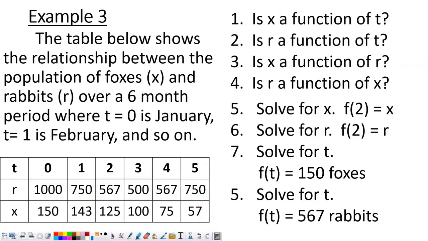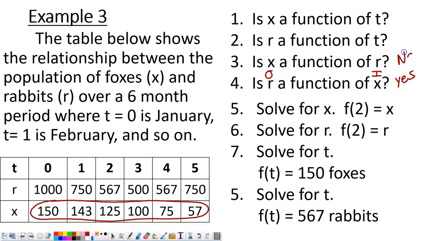All right, number 4. Is r a function of x? So I reversed it. So now I'm going to make r the output, and I'm going to make x the input. So let's see, is x allowed to be an input? Are there any repeated values here? I don't see any repeats. And so for this, the answer is yes.